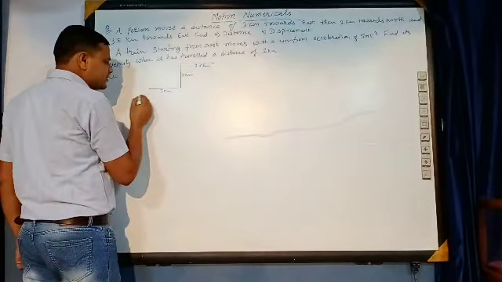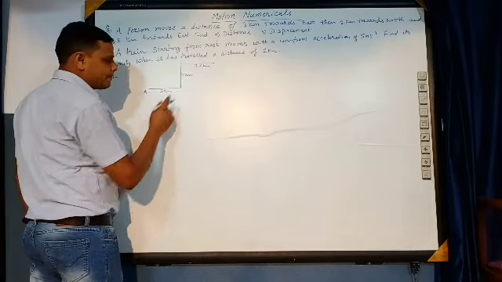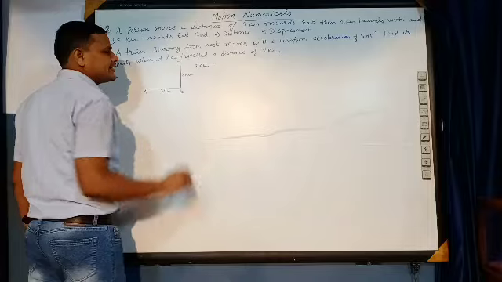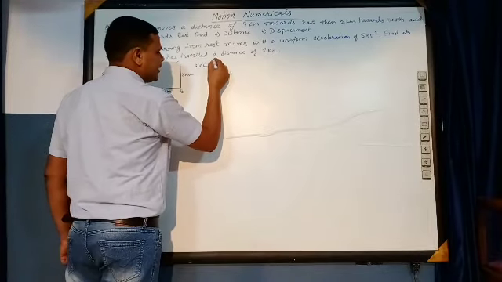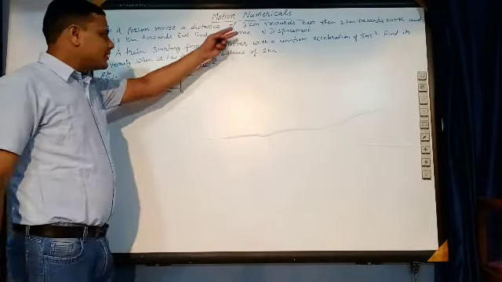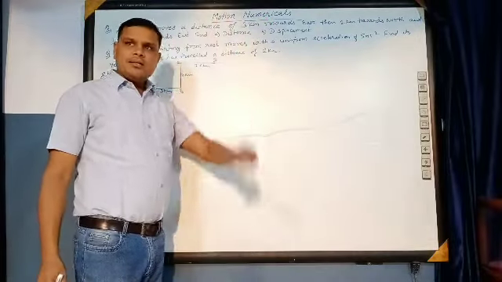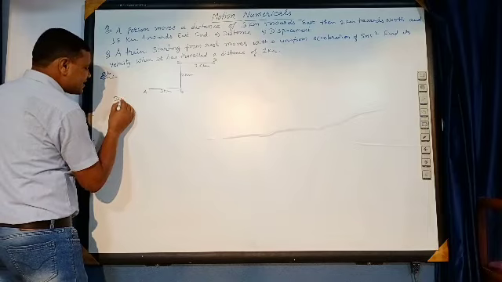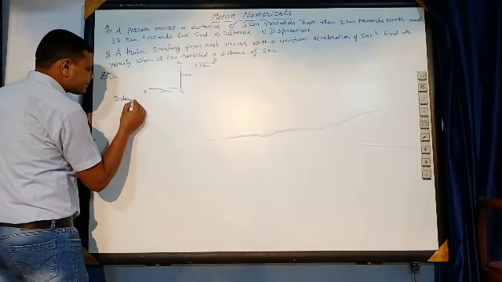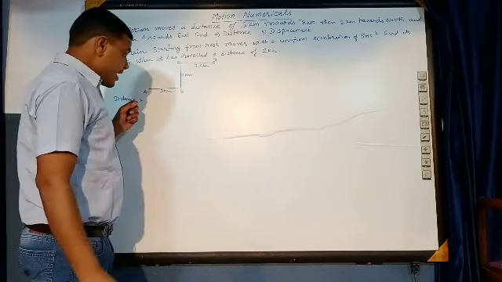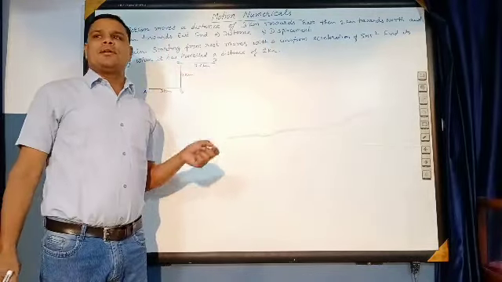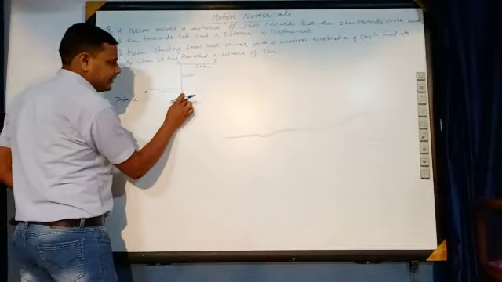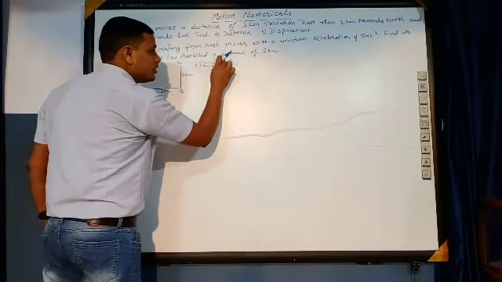Suppose that a person started from point A toward east, point B, toward north, point C, and in the last it is point D. We have to calculate the distance as well as displacement. First we have to calculate the distance. What is distance? Actual path covered is known as distance. What is the actual path covered? A to B, B to C, and C to D.